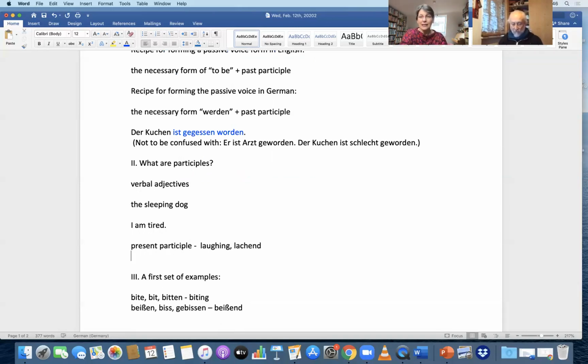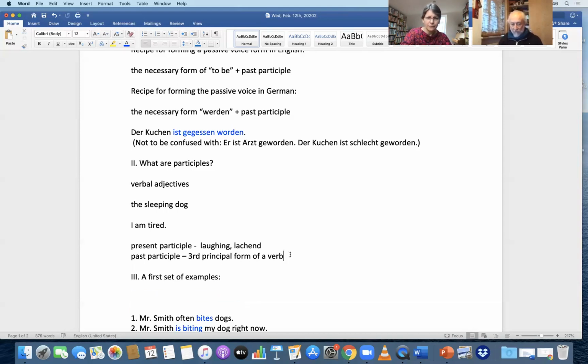And then we have the past participle, which is the third principal form of a verb. So here we have our examples: laughed and gelacht.